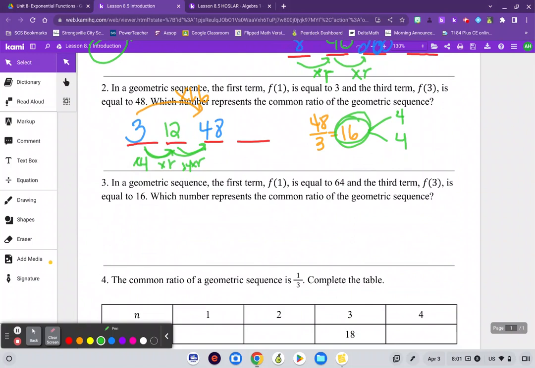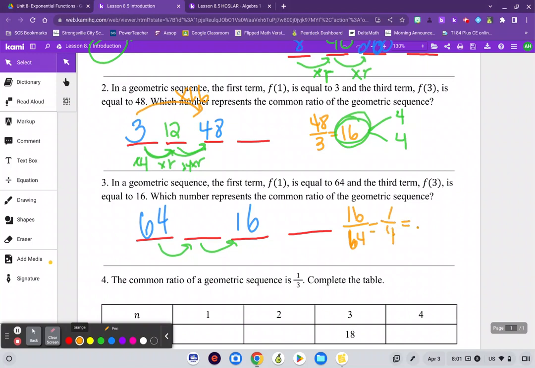Problem 3 says, in a geometric sequence, my first term is 64, and my third term is 16. So again, I have 64, and then I have 16. Again, I have to multiply by r, the same number each time, to get from 64 to 16. So I'm going to figure out, 16 divided by 64. If I do 16 divided by 64, I'm going to get 1/4, which is really 0.25. To get from here to here, I have to multiply by 1/4, or 0.25.